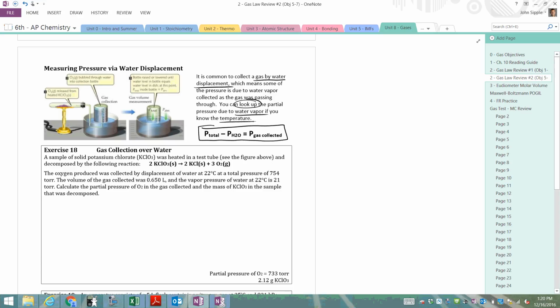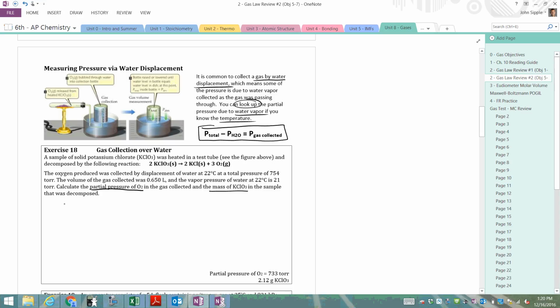Okay, and they want us to calculate the partial pressure of O2 in the gas collected, and then ultimately the mass of the KClO3 in the sample. So a little bit of stoichiometry at the end of this. Okay. So the first thing we need to do is figure out the partial pressure of oxygen that's in there. Okay. So let's do that.